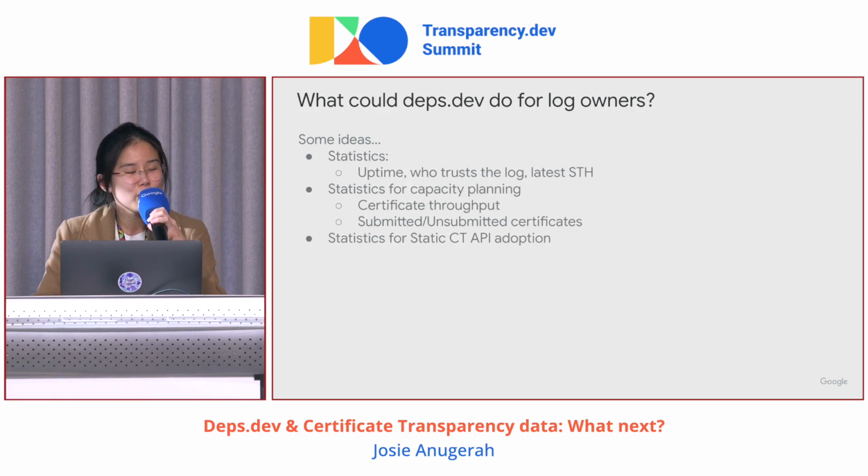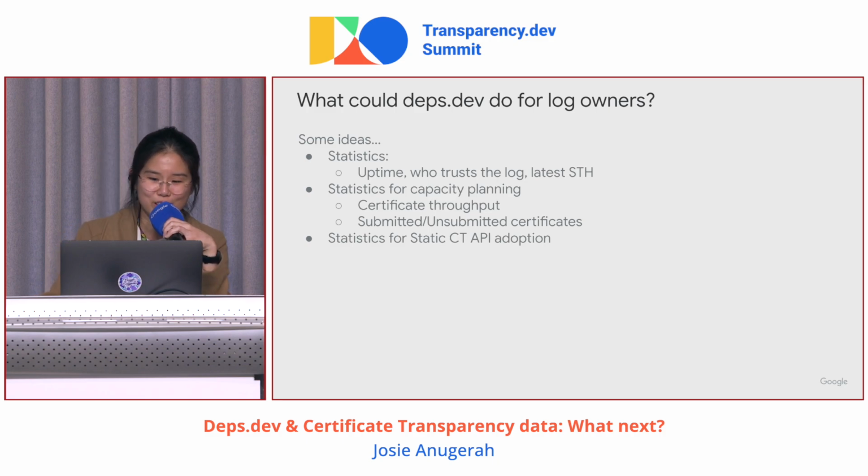For log owners, we could provide statistics like uptime, which user agents trust each log, latest STH that we observed. We could also provide statistics specific to capacity planning, like certificate throughput, how many certificates have been submitted to each log, but also how many certificates are unsubmitted to each log as well. So in other words, given a log, this is the number of certificates that were submitted to a different log in the time frame that the log has been up, but weren't submitted to this particular log.